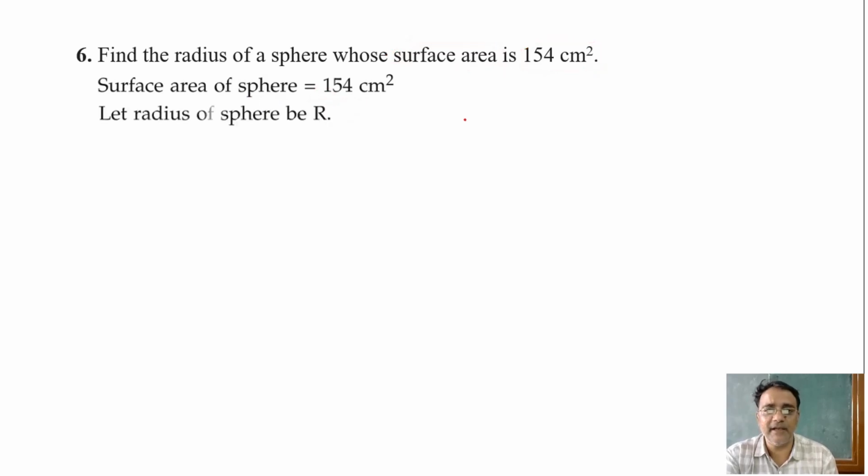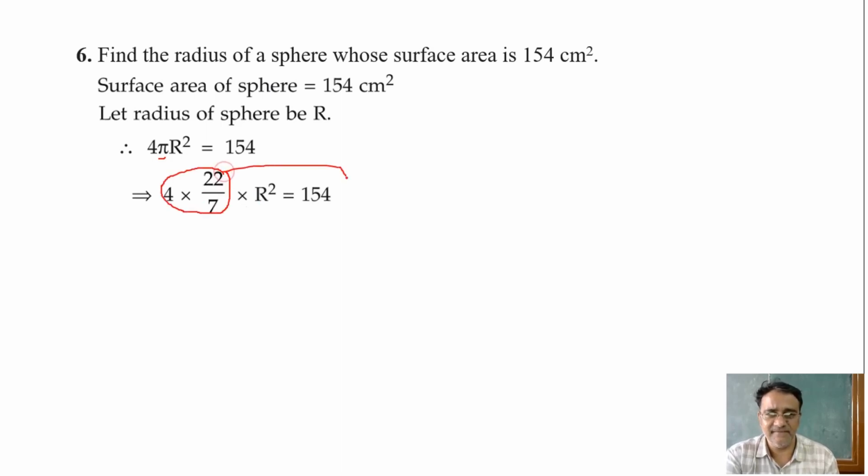And that is 4 pi r square. Now, substitute all the values. Pi is 22 by 7. And we need to find the value of r. Okay? All this we will shift here. Jab shift karenge, when we will shift, we have to take the reciprocal. Okay? So, 22 se cancel ho raha hai. 154, 22 se cancel ho raha hai. So, we will get 49 by 4.